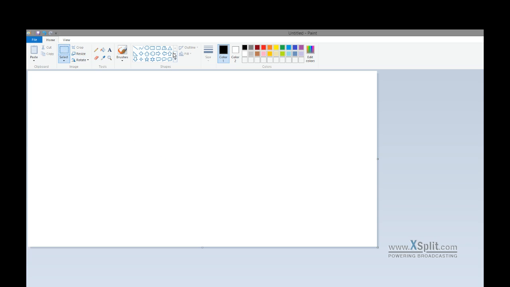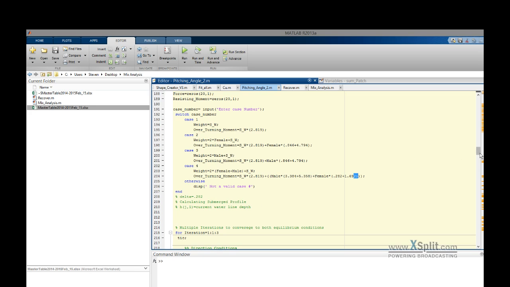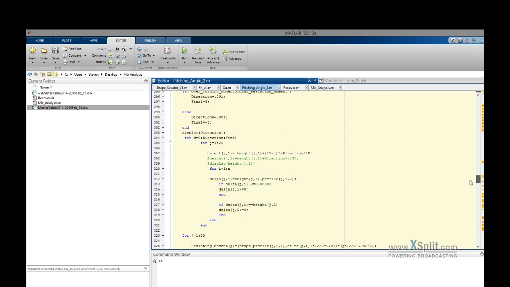Okay. So the second thing is how to store results for the plotting. Let's go back to MATLAB here. So the moment stuff is plotted.